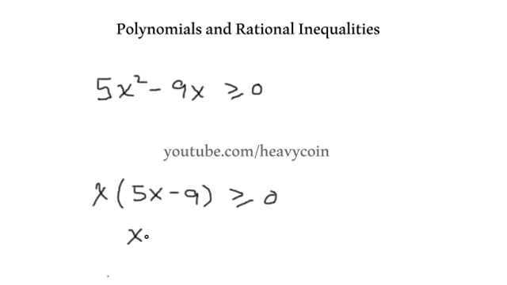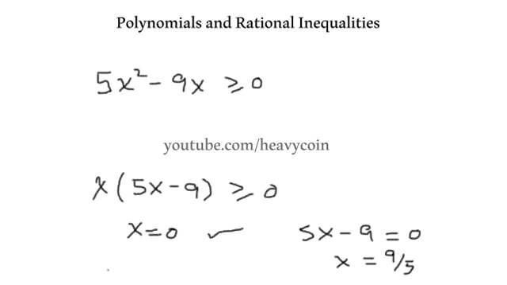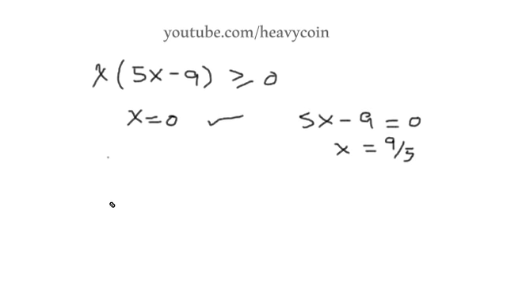So we set both these factors equal to 0. Well, that one's easy to solve. And then we've got 5x minus 9. Set that equal to 0, and we get x is equal to 9/5. Alright. So then what we want to do, draw a number line. We'll plot 0 on the number line here, and 9/5.